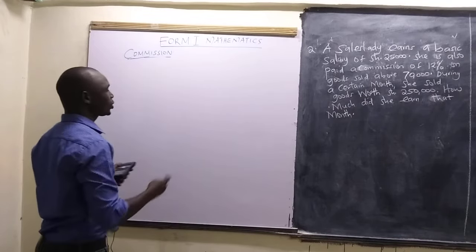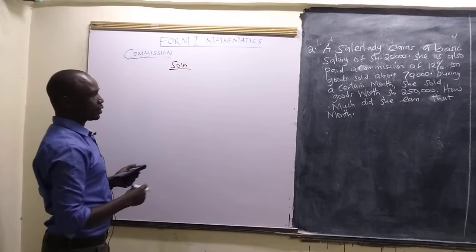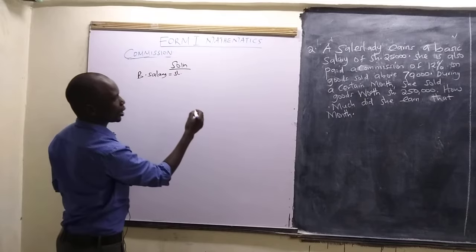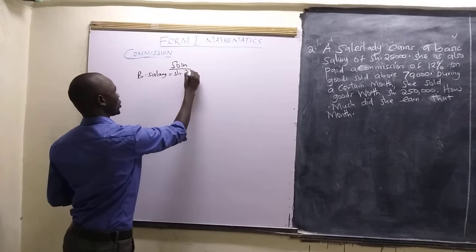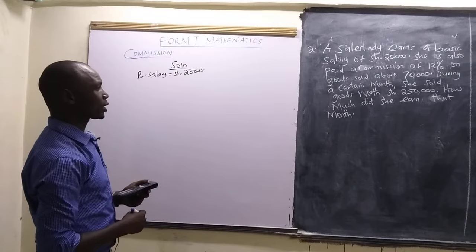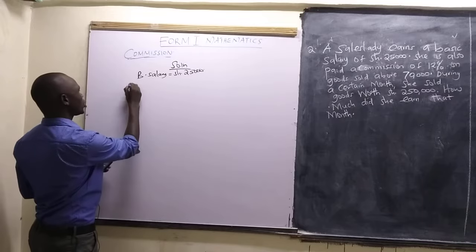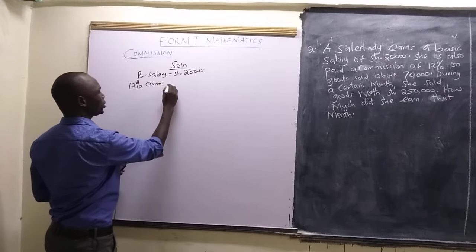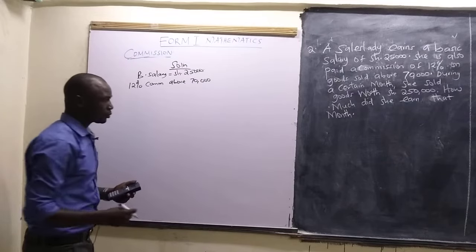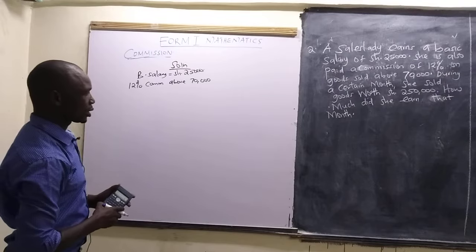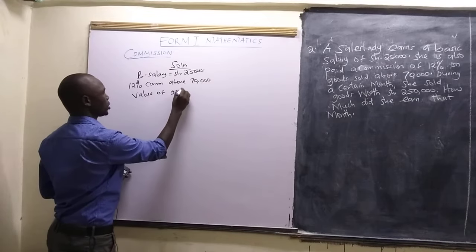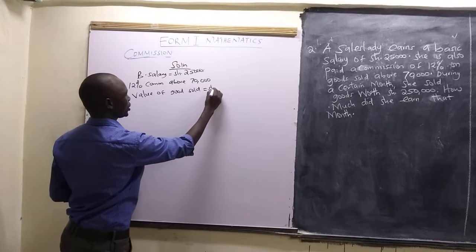For us to work out this question, we need to analyze what we are given. We have been given the basic salary, and the basic salary there is 25,000. Then we are also given a commission of 12% on anything above 70,000. So we have 12% commission above 70,000, then we are given the value of goods sold. And the value of goods sold is shilling 250,000.